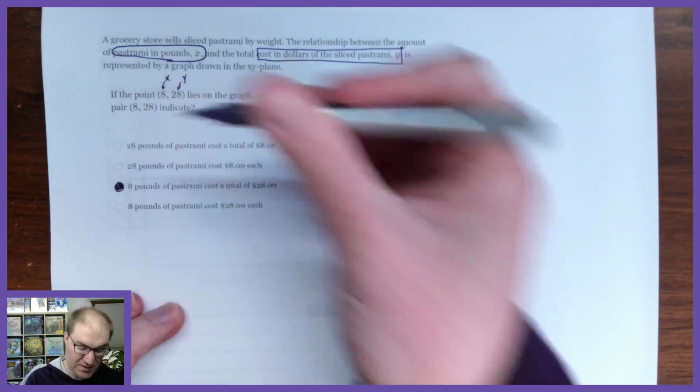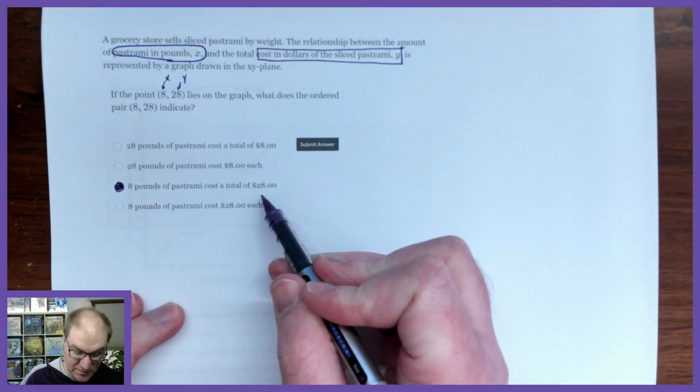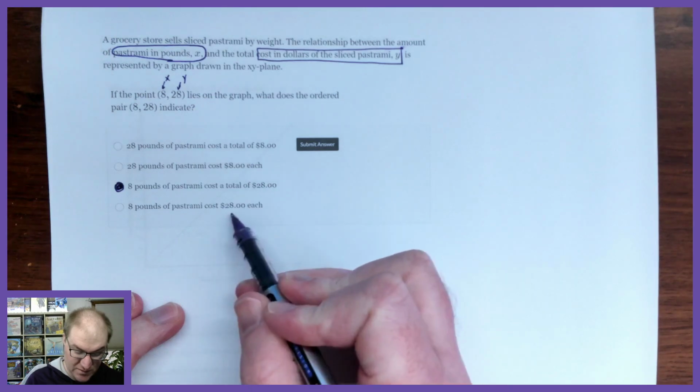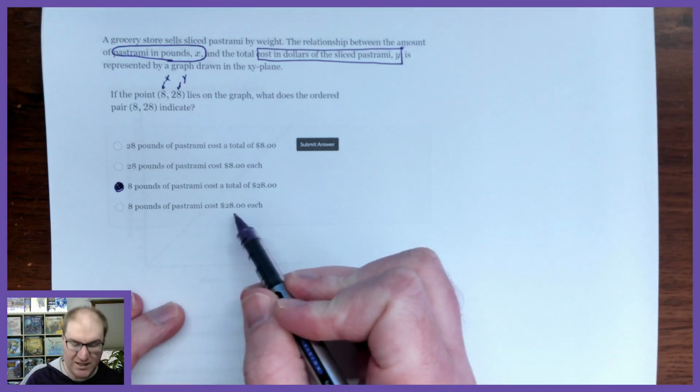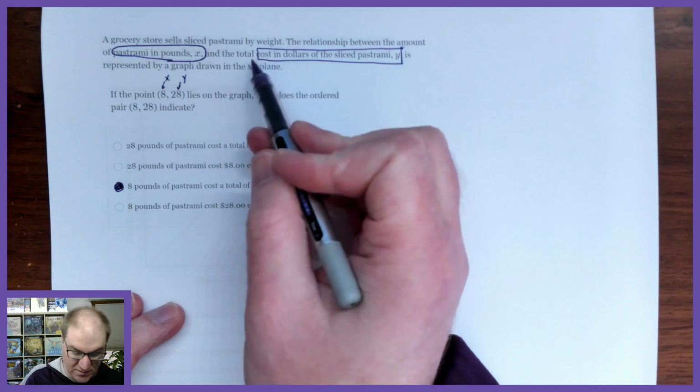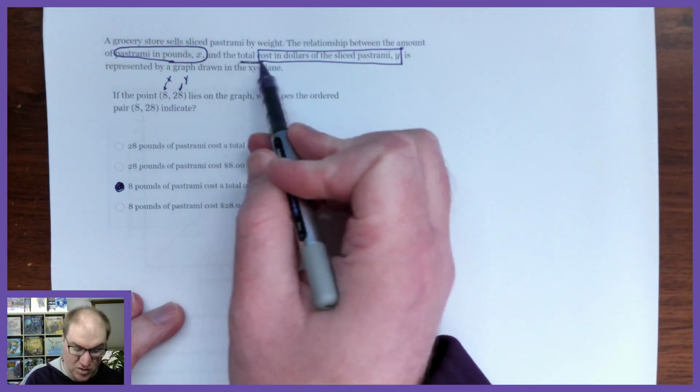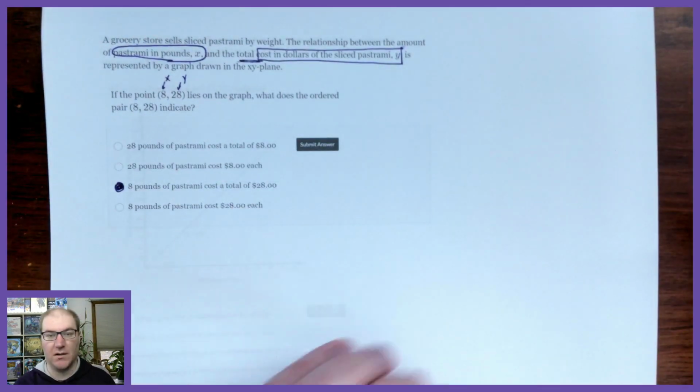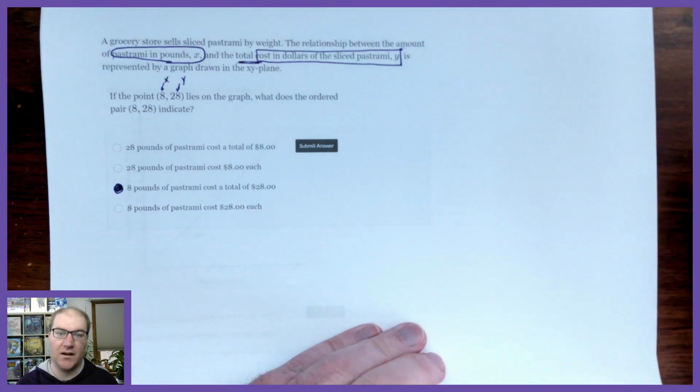And it's this one because it's a total cost of $28. This one says that the 8 pounds cost $28 each. That doesn't make sense. I didn't emphasize that right here. Total cost. All right, so for that example, the answer is the third choice.